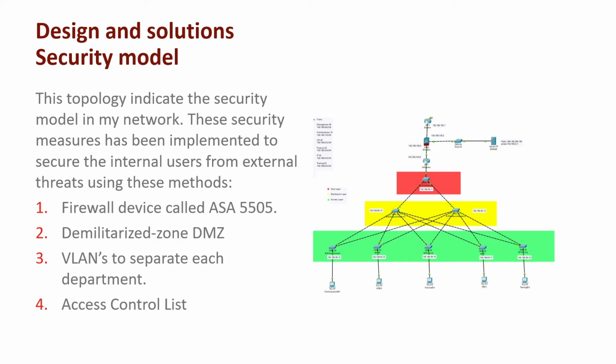The picture on the right will show the security topology in my network. To achieve security in my topology, I have set a firewall device called ASA 5505 to control the traffic, then a DMZ to separate the server from the internal network, and VLANs to separate the departments and manage my topology. Finally, I have configured all ACLs in my ASA device, and all these measures protect internal users from any potential external threats.